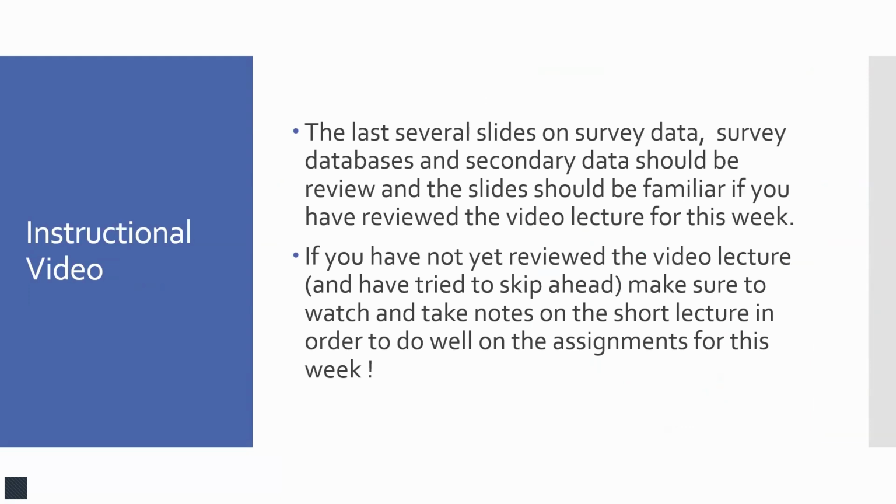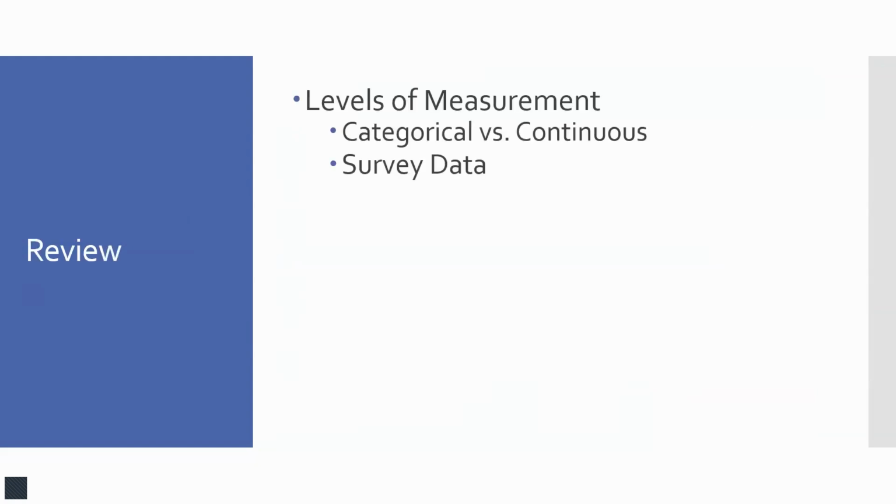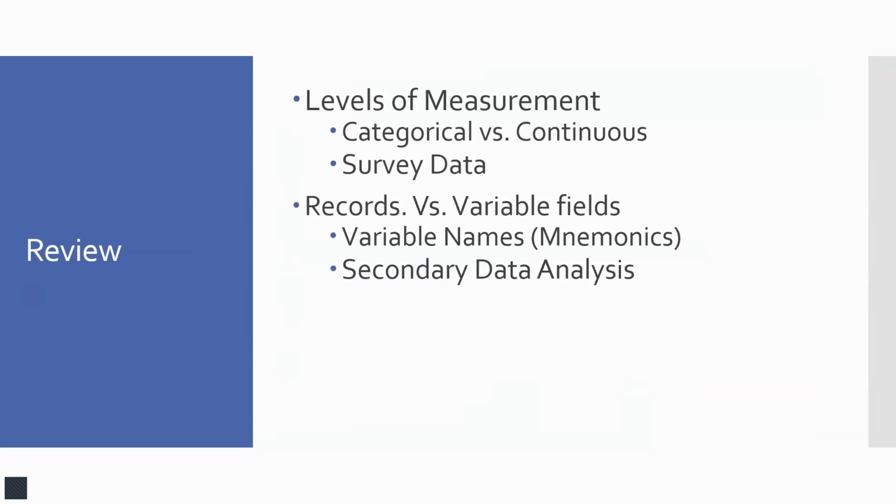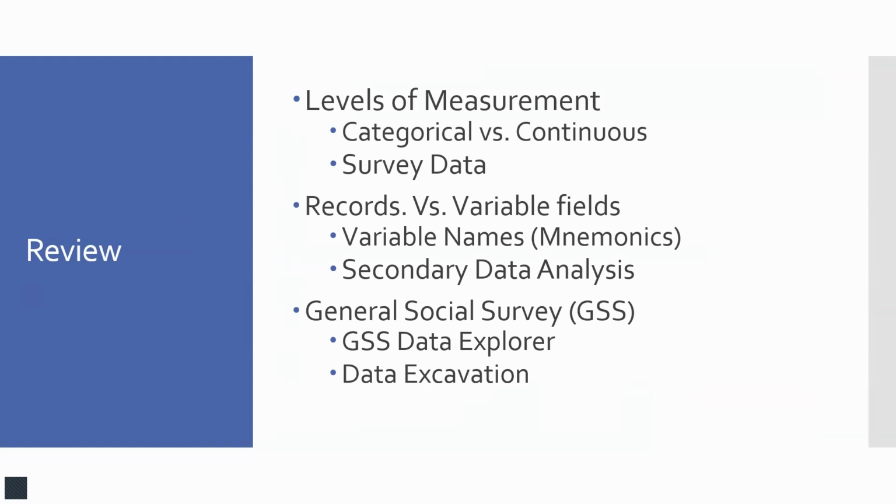The last few slides should be review. If you are familiar with these things, make sure to focus on the video lectures that get you going with Jamovi and the GSS, and make sure that this stuff makes sense. So we looked at levels of measurement, categorical versus continuous or numerical, and survey data. We have records versus variable fields, so the variable names with the mnemonics, with secondary data analysis. And we're starting to do a little bit of data excavation with the GSS Data Explorer.